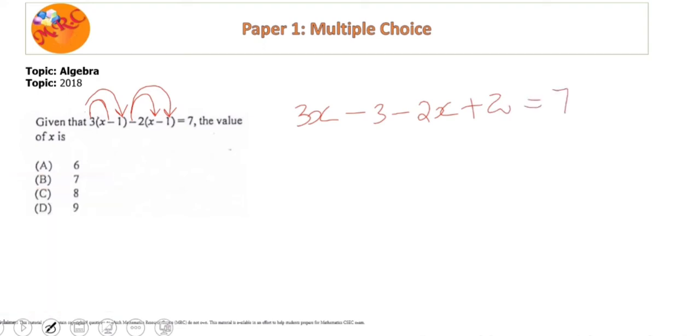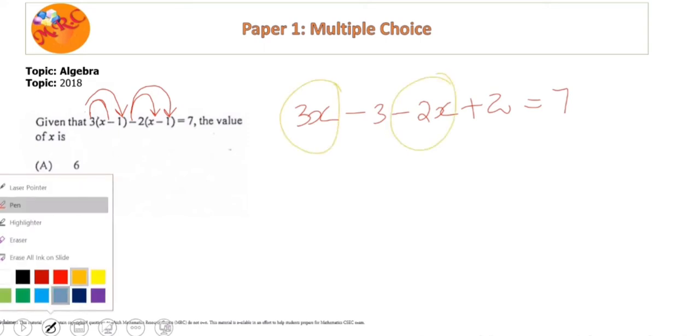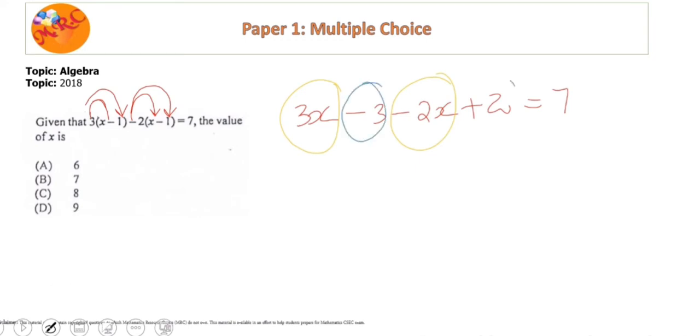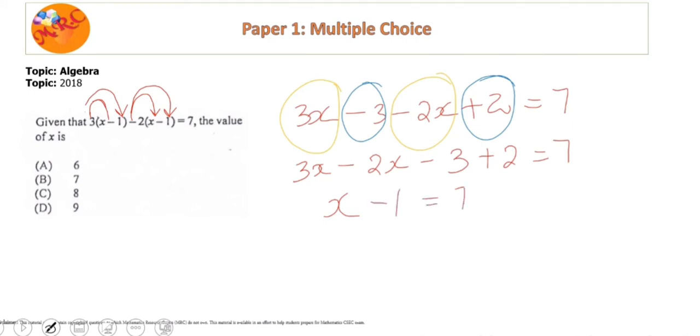Now we're going to look at our like terms. 3x, negative 2x. Other like terms, negative 3, positive 2. And we're going to group our like terms. So this is 3x minus 2x minus 3 plus 2 equals 7. 3x minus 2x, that is x, minus 3 plus 2, or negative 3 plus 2, that is negative 1, equals 7.